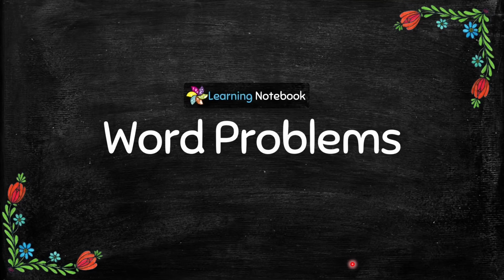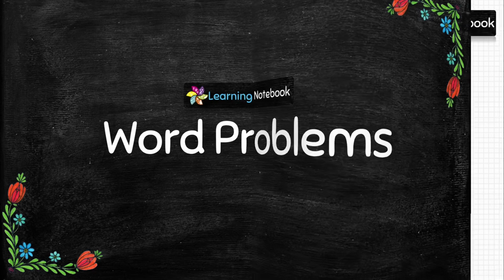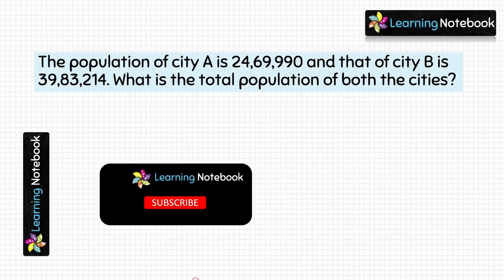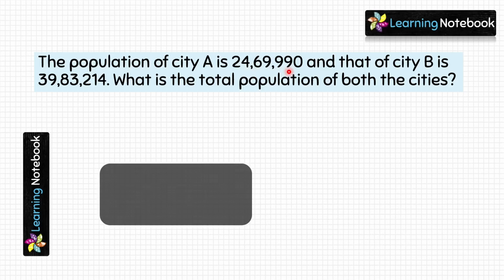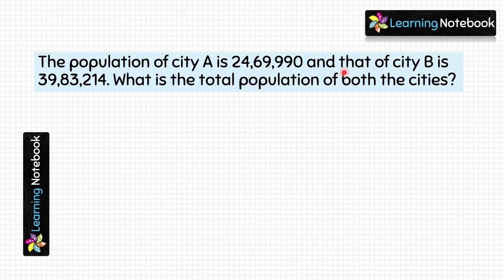Now we will understand how to solve word problems related to addition and subtraction of large numbers. Let's see the first word problem. The population of city A is 24,69,990 and that of city B is 39,83,214. What is the total population of both the cities?